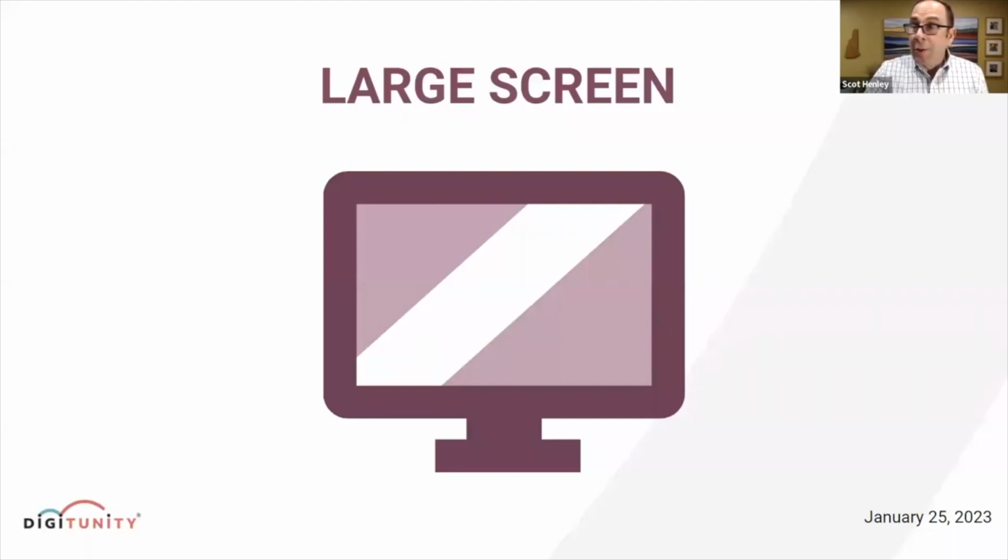First, a large screen, as we were talking about before. A phone is not enough. A large screen device is what we're aiming for.